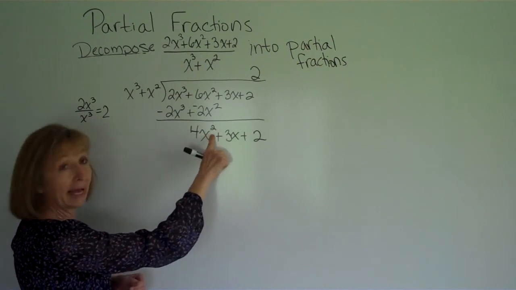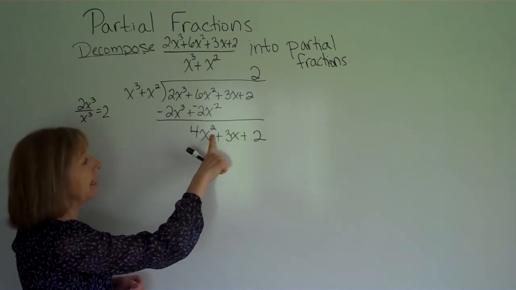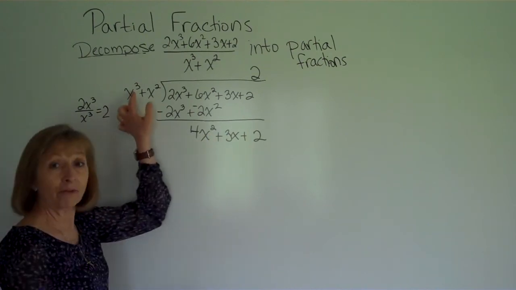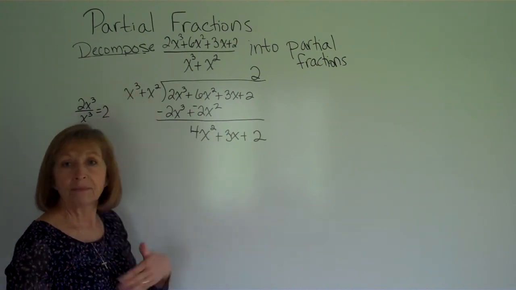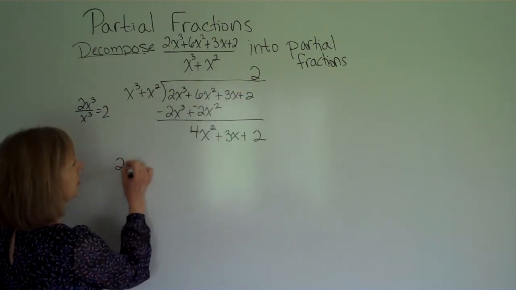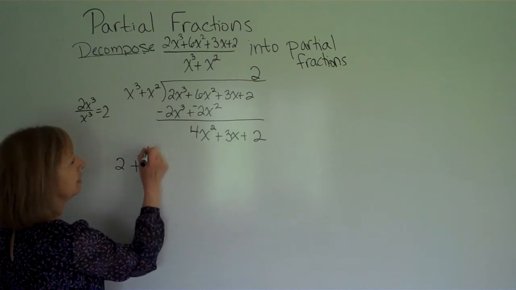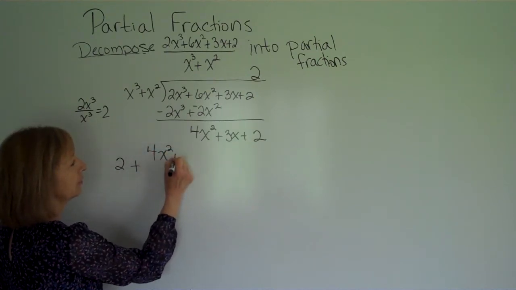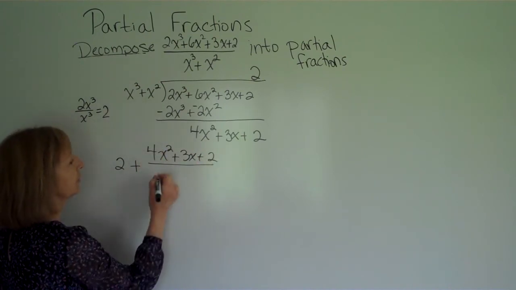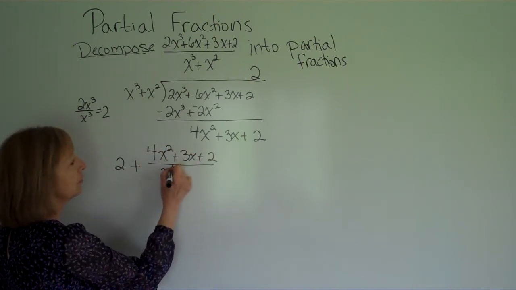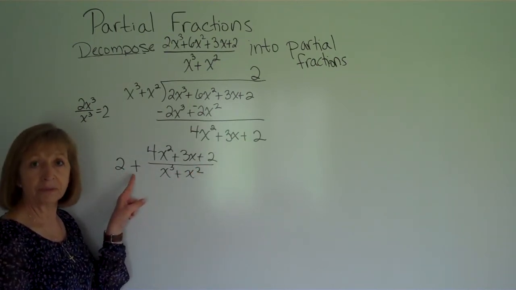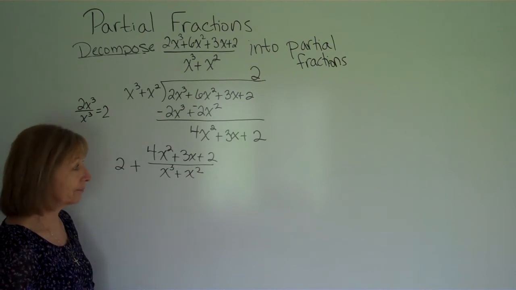And now I look, the highest power in what I'm working on that's still left to be done with the division is 2. The highest power of what I'm dividing by is 3. So the division is done. The quotient is 2 plus the remainder is 4x squared plus 3x plus 2 over the divisor is x cubed plus x squared. So that's my quotient plus remainder over divisor.